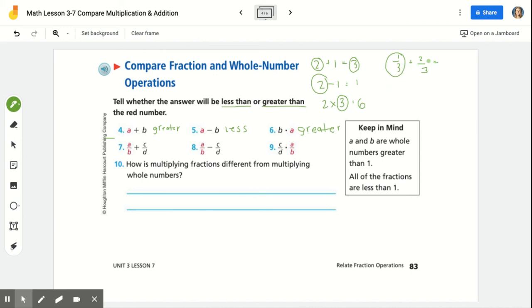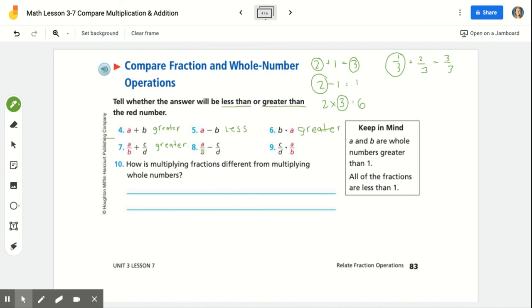1/3 plus 2/3, let's just go ahead and solve, is equal to 3/3 or 1. Is that greater or less than 1/3? It's greater. And that goes along with what we were doing up here with problems 1 through 3. Anytime we add 2 fractions, our answer has to be greater than each of those fractions that we have in our addition sentence. Greater.